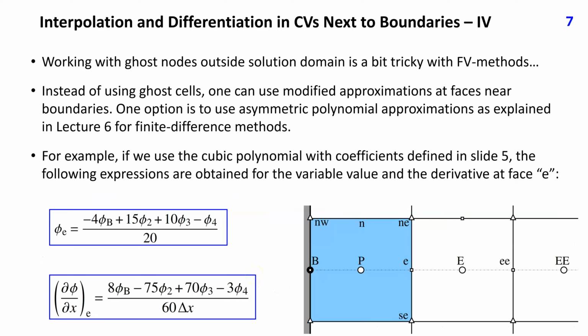Working with ghost nodes and higher order approximations is a bit tricky in finite volume methods. Instead of using ghost cells, one can use modified approximations at faces near boundaries. One option is to use asymmetric polynomial approximations as explained in Lecture 6 for finite difference methods. For example, if we use the cubic polynomial with coefficients defined in slide 5, the following expressions are obtained for the variable value and the derivative at face E.